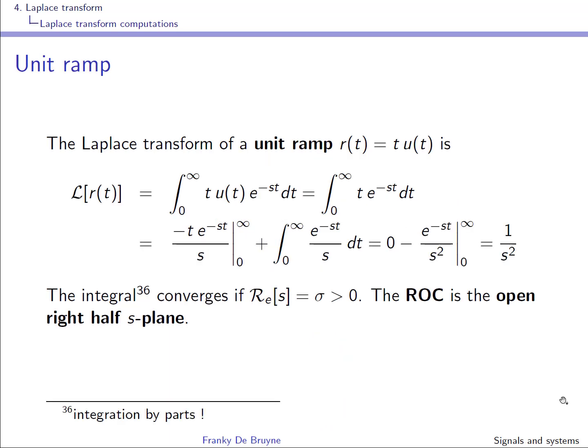So let us continue with our library of Laplace transforms and continue with the unit ramp. And the unit ramp can be written like this. By definition of the Laplace transform, you obtain this equation. We are integrating over 0 to infinity, and over this interval the unit step is simply 1. So we end up with this integral that we have to compute, and we have to use integration by parts.